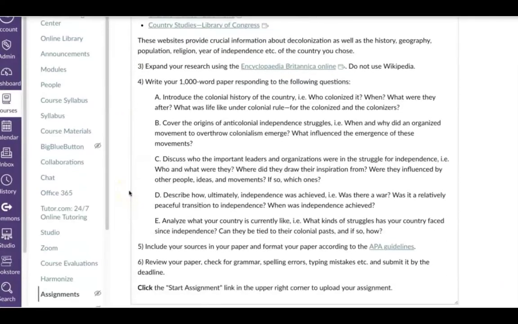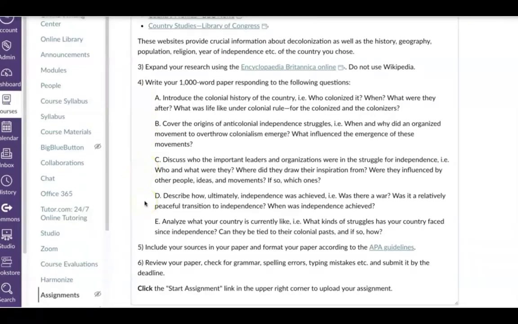And then after that, the assignment lists 5 questions that you need to answer, or question sets. Introduce the colonial history of the country, cover the origins of anti-colonial independence struggles, discuss who the important leaders and organizations were in the struggle for independence, describe how independence was achieved, and analyze what the country is currently like.